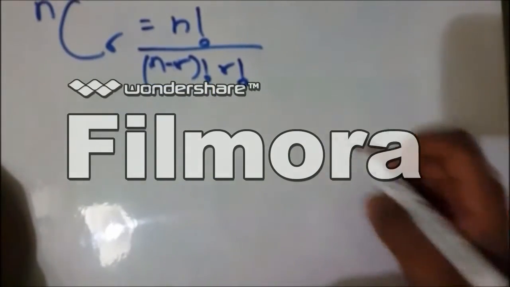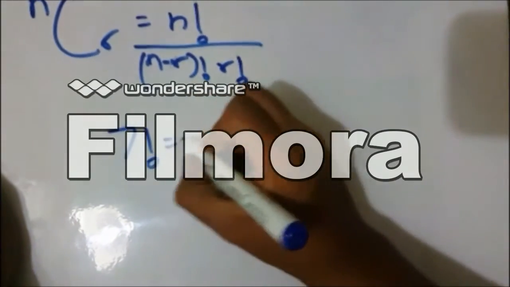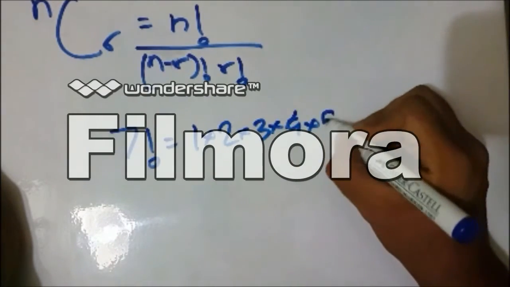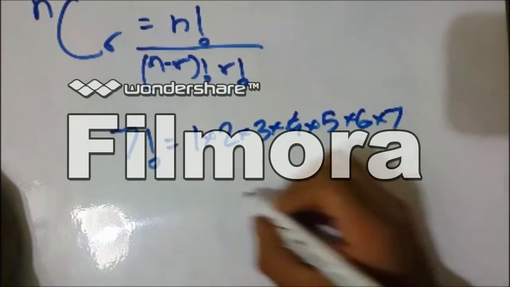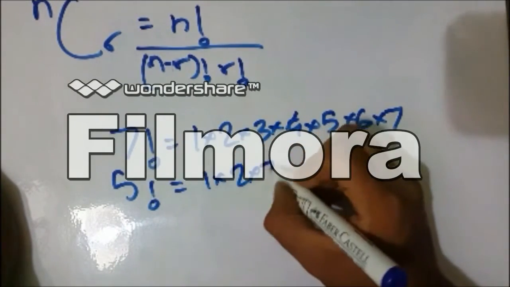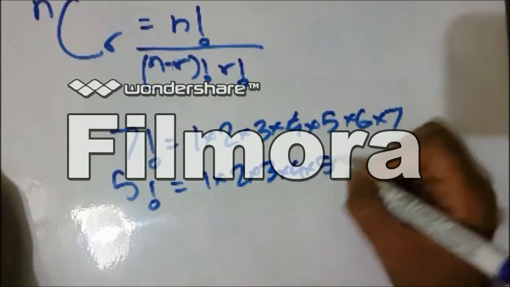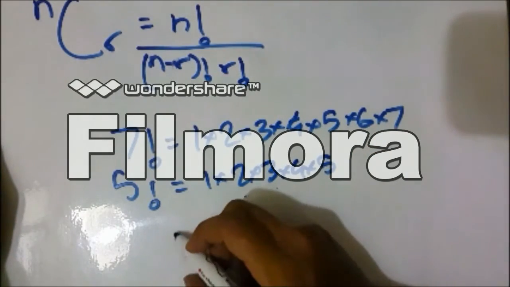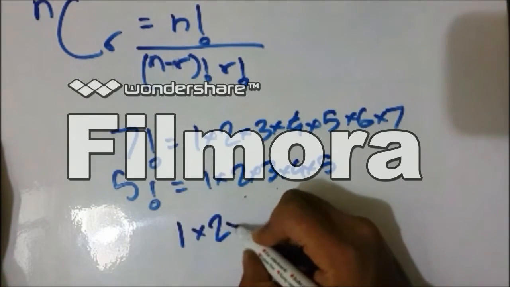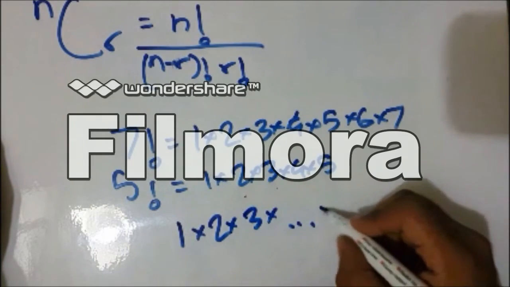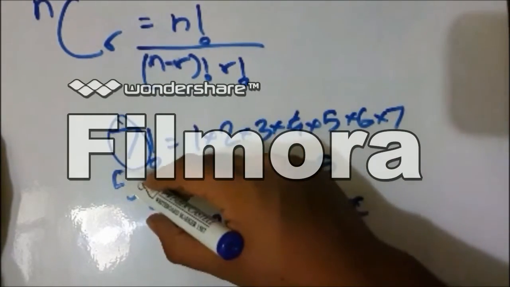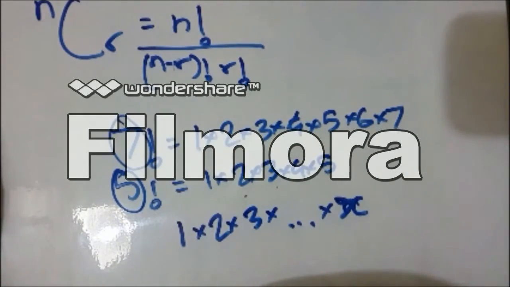Now factorial is something like 7 factorial is equal to 1 into 2 into 3 into 4 into 5 into 6 into 7. 5 factorial is 1 into 2 into 3 into 4 into 5. So basically factorials are 1 into 2 into 3 into dot dot dot into that number that you are supposed to multiply till. For example, here it's 7, here it is 5, etc.